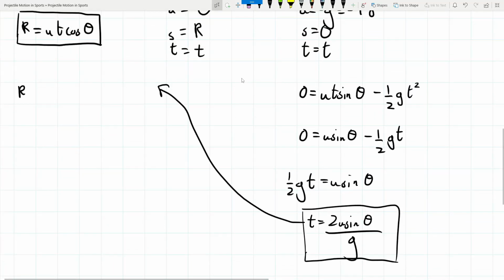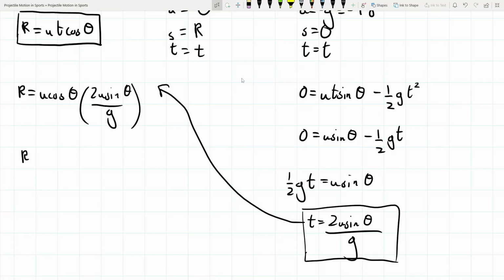So we get R equals u cos theta, I'm just rearranging it to make it a bit easier, multiplied by 2u sin theta over g. So we get R equals, okay, u times u is going to be u squared, but we want to put the constant out first. So we're going to have 2u squared times cos theta times sin theta over g.